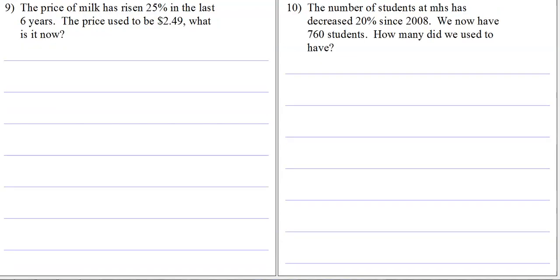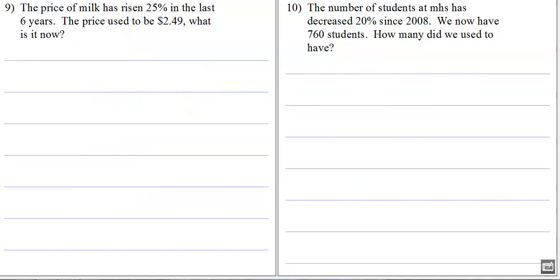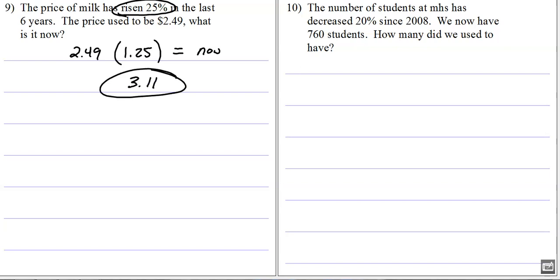Number 9, number 10. Price of milk has risen. That's an increase in the last 6 years. The price used to be, back in the day, $2.49. What is it now? Well, this one's just straight up multiplying. 2.49 times 1.25. $3.11. It's actually a little cheaper than that, but we'll go with it.